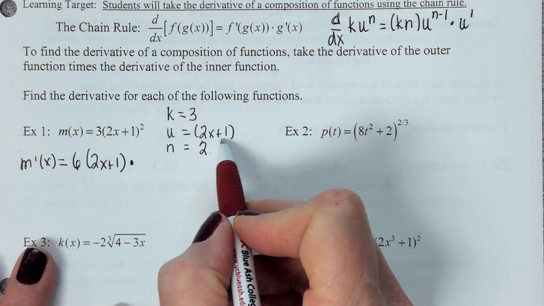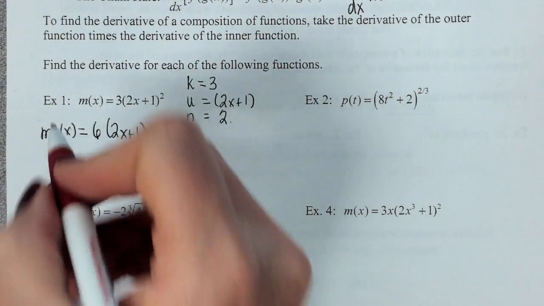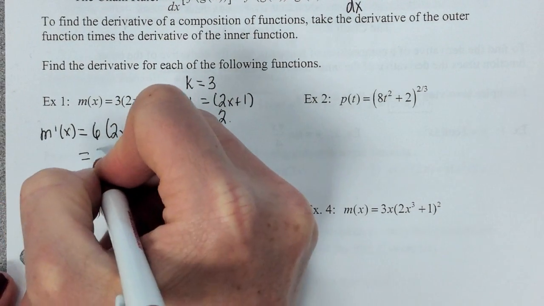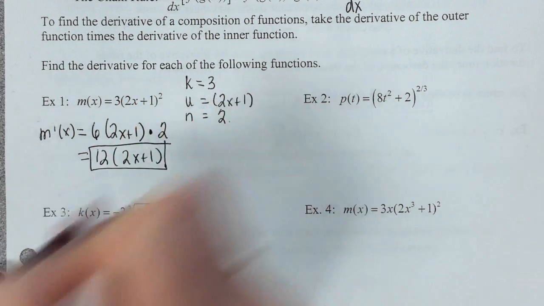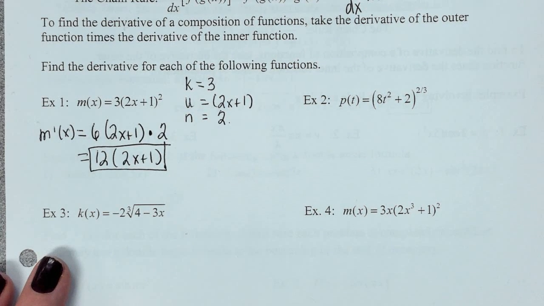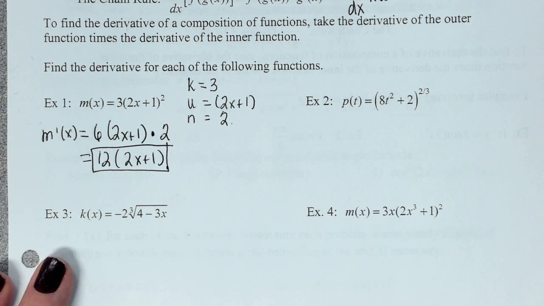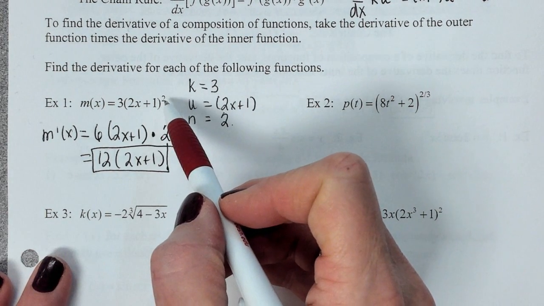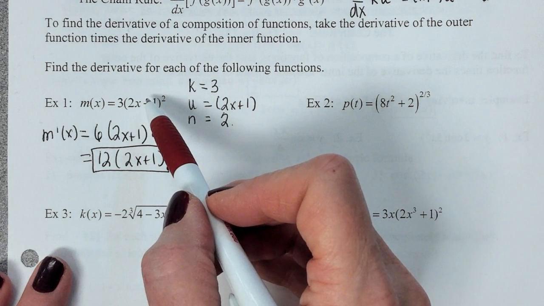Well, here's the u, and we have to take the derivative of it, which is 2. And then just simplifying this, 6 times 2 is 12 times 2x plus 1. And that's the derivative finding the chain rule. That is the same answer that we got when we multiplied that whole problem out in the warm-ups and then took the derivative that way. Same thing. When we have a problem where the value's just getting squared, it's pretty much just as easy to multiply it all out to find the derivative.